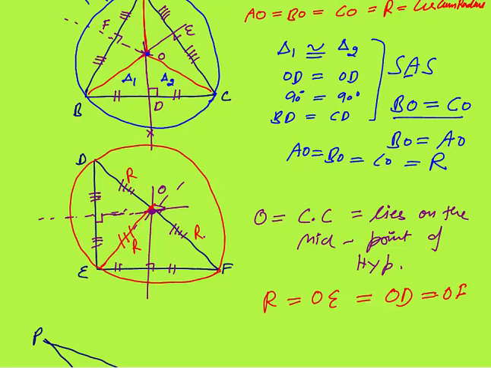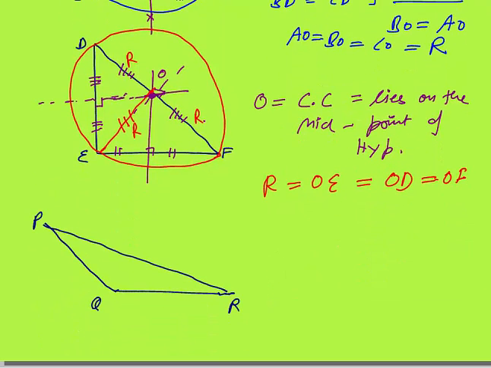Now where will the circumcenter lie in an obtuse angle triangle? In an obtuse angle triangle, the circumcenter will lie outside the triangle. This is the perpendicular bisector I am making. This side equals this side. This is the perpendicular bisector I am making like this. This is perpendicular, this is bisector, and same is this. So they are meeting outside the triangle.